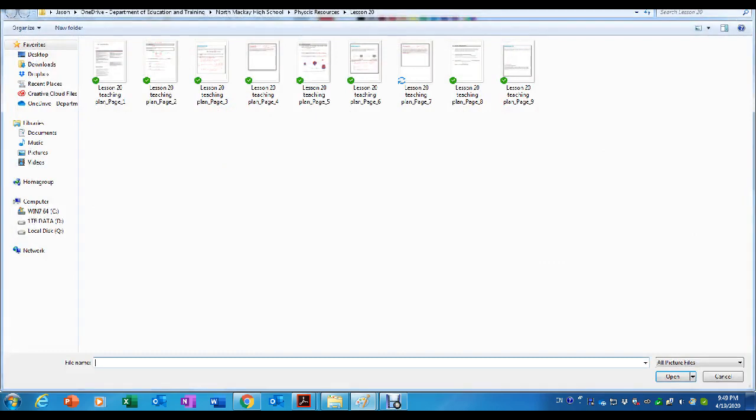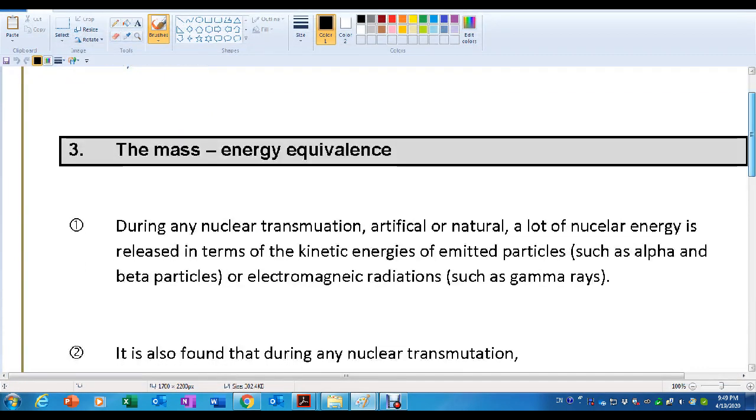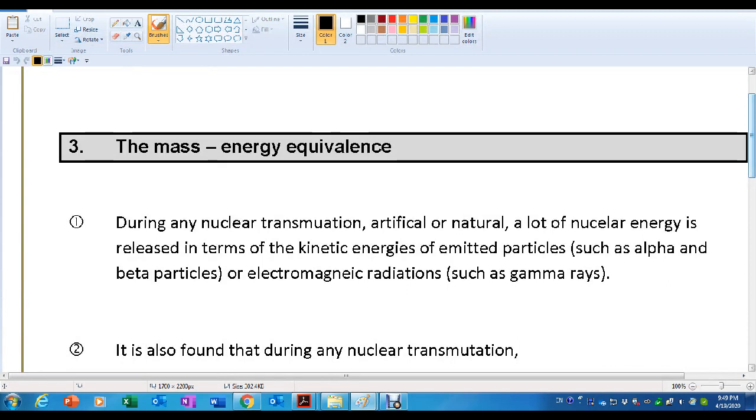Alright, so let's see another one. Here comes our famous Einstein's equation, mass energy equivalence. First we need to talk about a little bit of history, a little bit of background, why Einstein got the idea. We know that during any nuclear transmutation, artificial and natural, a lot of nuclear energy is released, in terms of the kinetic energies of emitted particles, such as alpha and beta particles, or as electromagnetic radiations, such as gamma rays.